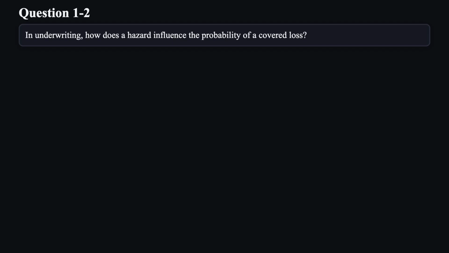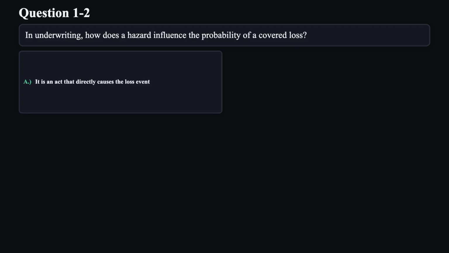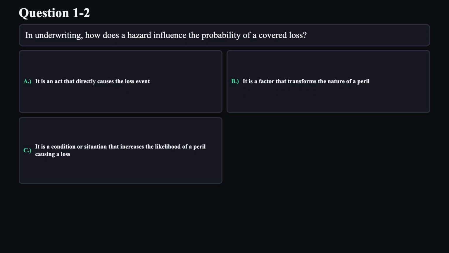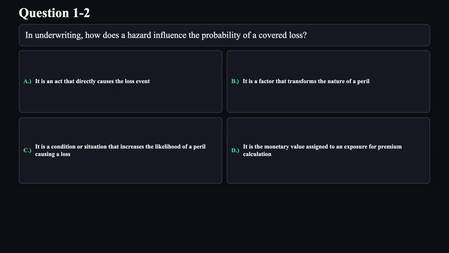In underwriting, how does a hazard influence the probability of a covered loss? A. It is an act that directly causes the loss event. B. It is a factor that transforms the nature of a peril. C. It is a condition or situation that increases the likelihood of a peril causing a loss. D. It is the monetary value assigned to an exposure for premium calculation.